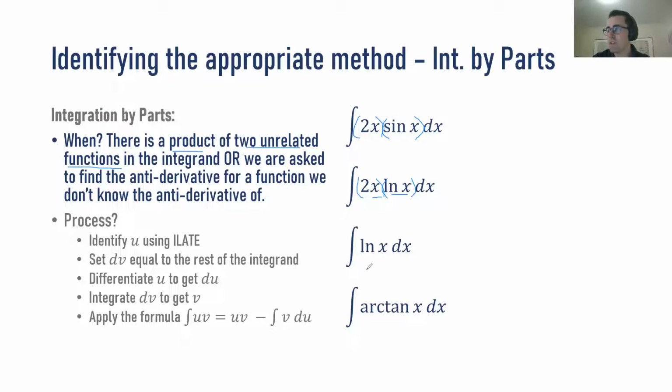In the next two cases, these match the second criteria. We're asked to find the antiderivative for a function we don't know the antiderivative of. If you have the antiderivative of ln of x memorized, great. If you don't, you can always come back to integration by parts. We don't have the antiderivative of natural log memorized, so this is a case where we can use integration by parts. Same thing goes for arctan of x. So the first two match that first criteria, second two match that second criteria.